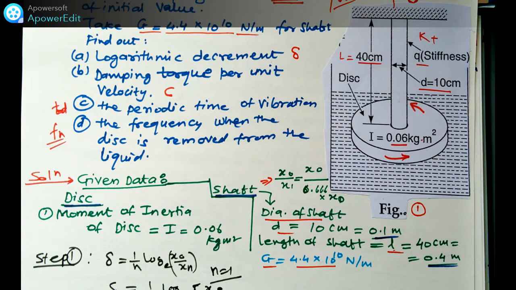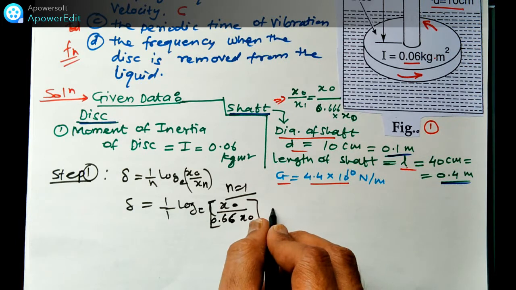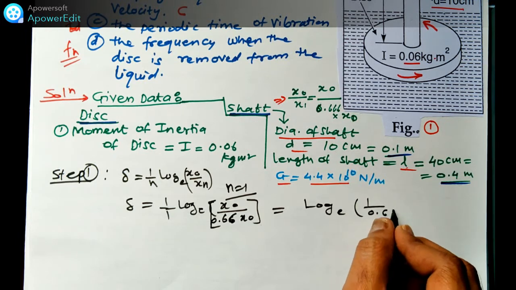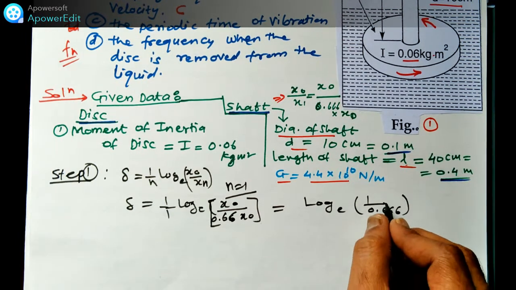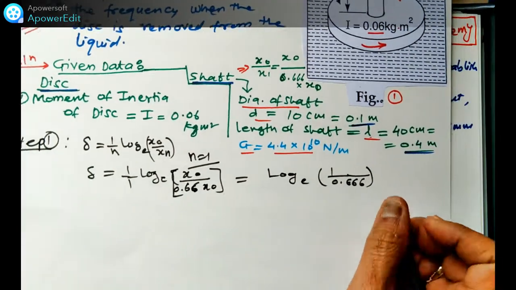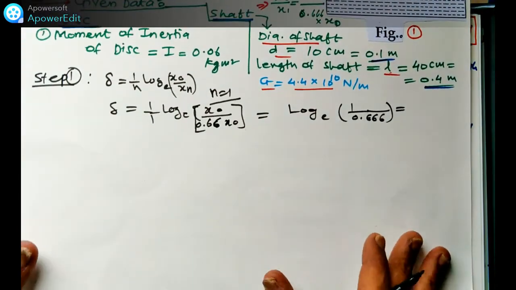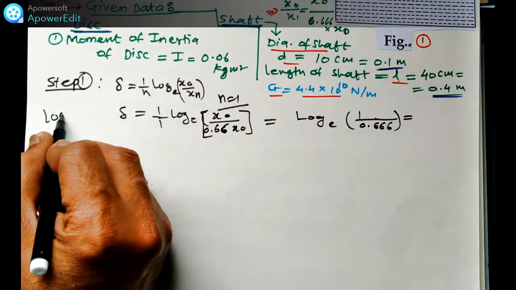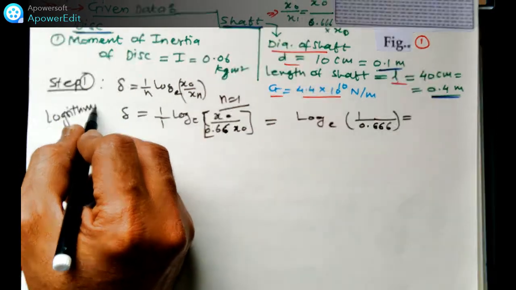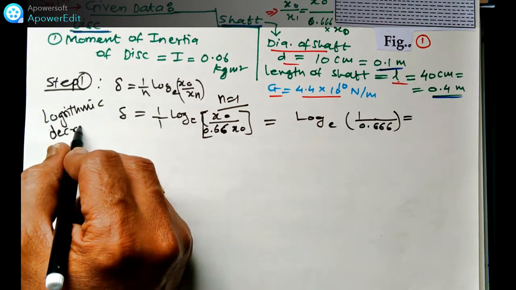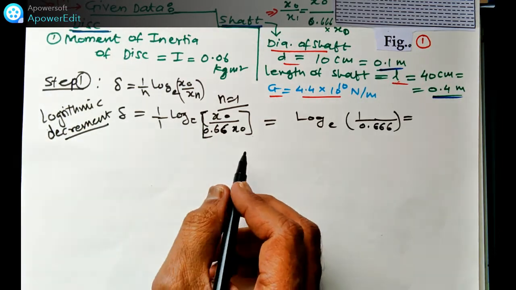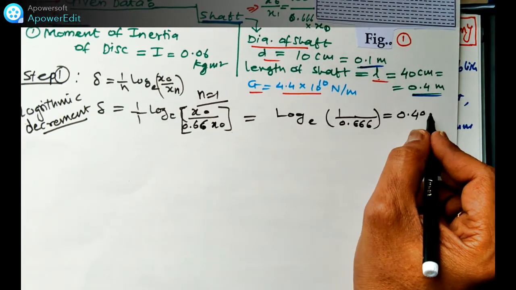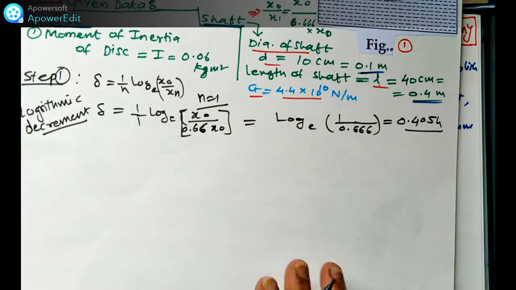means 0.66 into x0, that's how we find it out. What will happen here? Log to the base e of 1 upon 0.666. Okay, this value we have to find out. So I will write the formula here, and this is the value of the logarithmic decrement. We'll get it here as 0.4054. This is unitless.